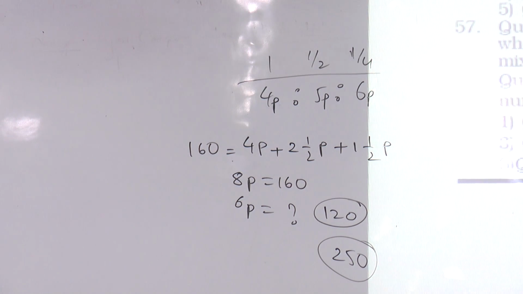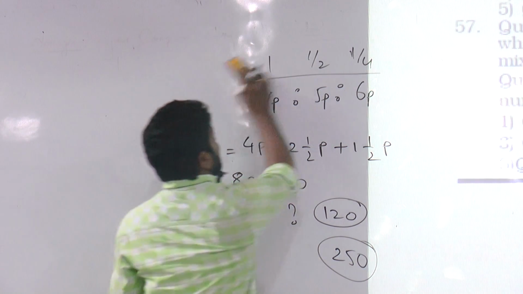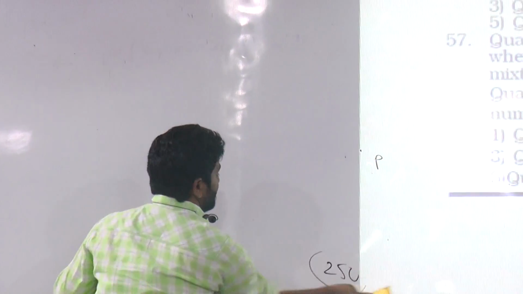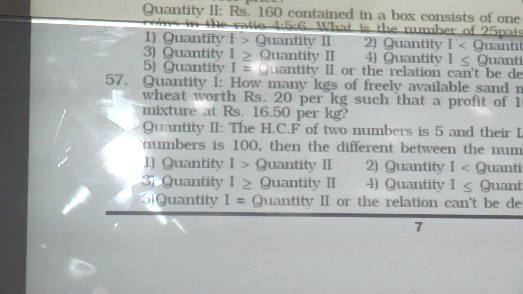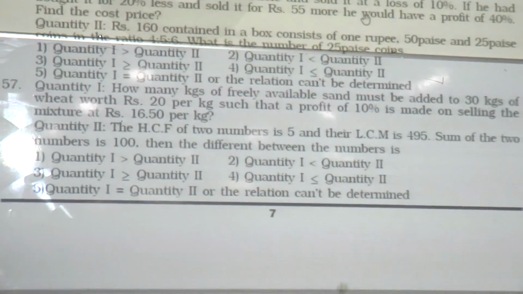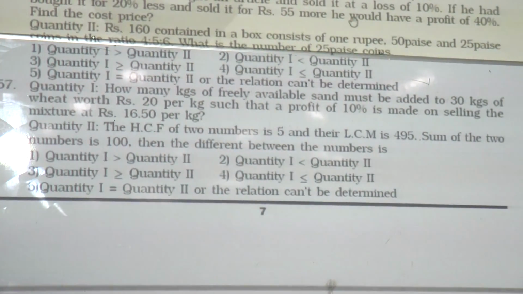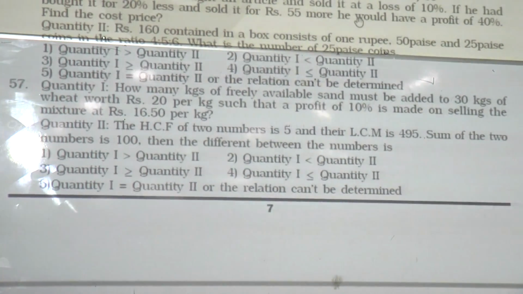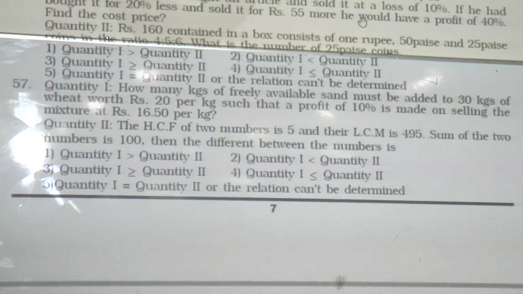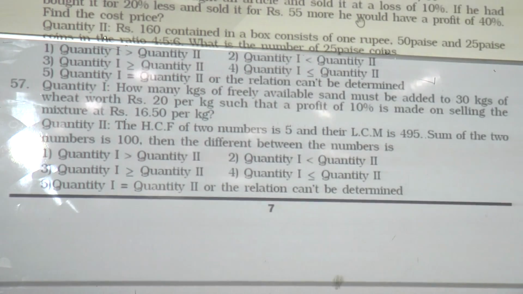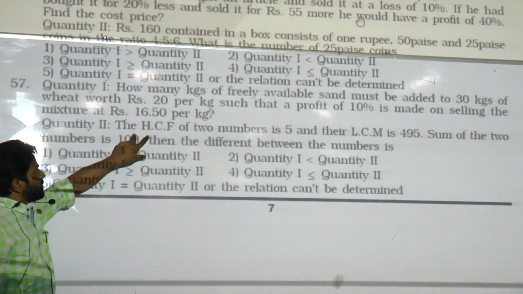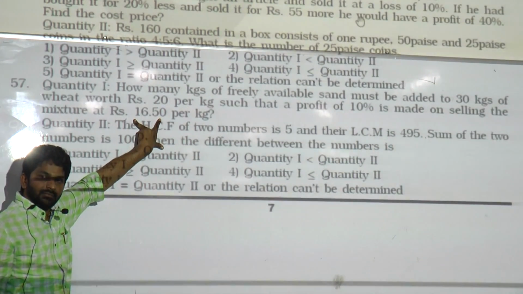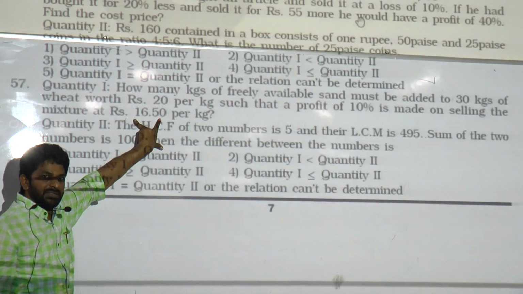Next, 57. How many kgs of freely available sand must be added to 30 kgs of wheat worth 20 rupees per kg such that the profit of 10% is made on selling the mixture at 16.5 rupees. 10% profit is made after selling it for 16.5. So what is 16.5 called here? Cost price or selling price?